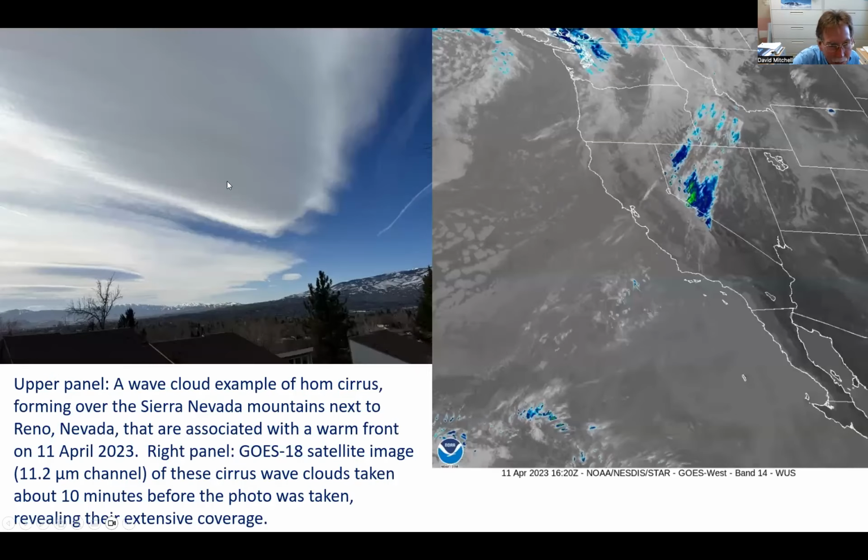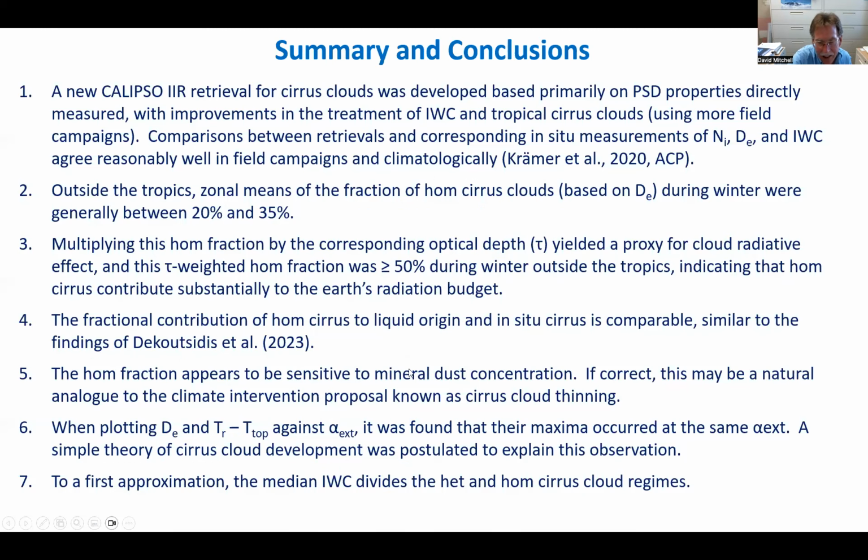That's one example, but the main point I wanted to emphasize is here's an example of wave cloud, homogeneous cirrus clouds, home dominated for sure. And they cover a big extent. This is a satellite picture taken 10 minutes before that picture was taken. Anyway, they're fairly optically thick and they cover an extensive area, so it may not be as narrow an area as you thought.